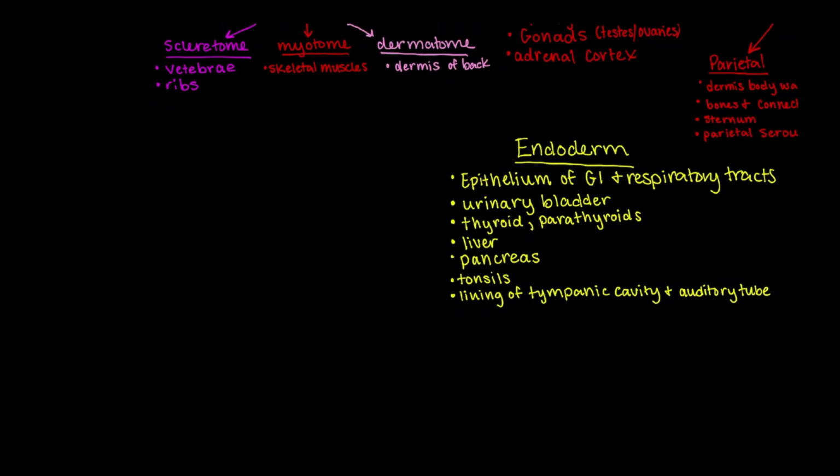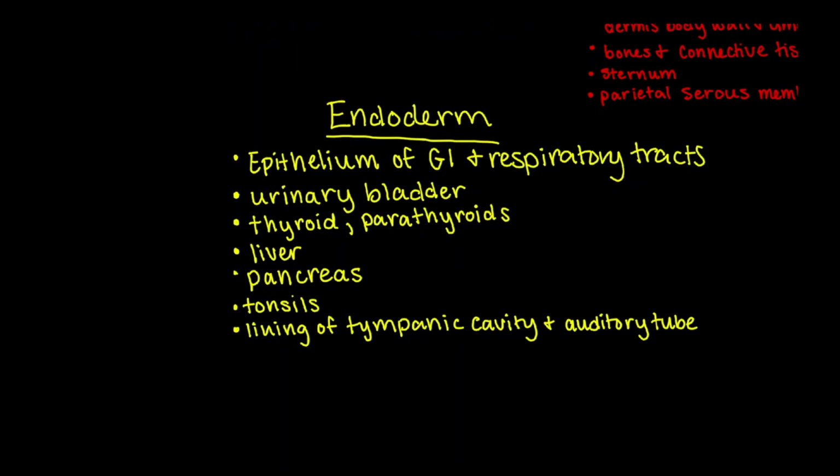So let's just summarize now what the endoderm is going to form. So I kind of already gave it away, but it'll form the epithelium of the GI tract as well as the epithelium of the respiratory tract. It'll form the urinary bladder, the functional tissue of the thyroid, parathyroids, and the liver. It'll form the pancreas, the tonsils, as well as the lining of the tympanic cavity and auditory tube.